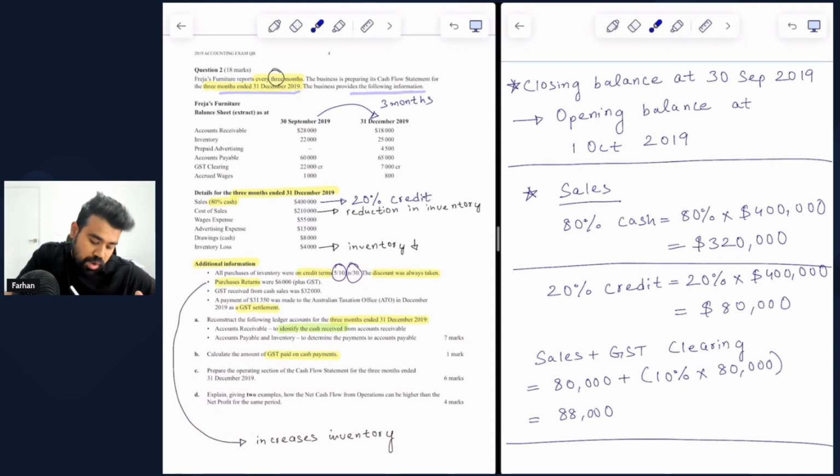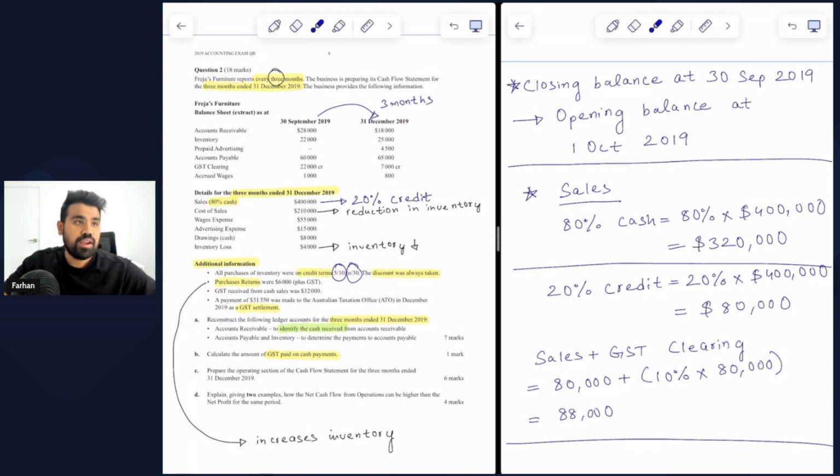So you can see that we're given the balance sheet extracts as of 30 September 2019 and 31 December 2019. We are also given information for sales, cost of sales, 2 different types of expenses, drawings and inventory loss, and other additional information that we need to include in our workings. The main requirement for question number A is to reconstruct the ledger accounts for accounts receivable and accounts payable and inventory, and mainly identify any cash inflows and outflows that we will include in the cash flow statement.